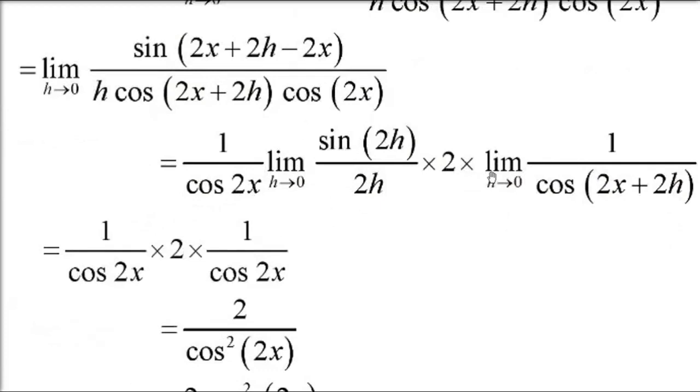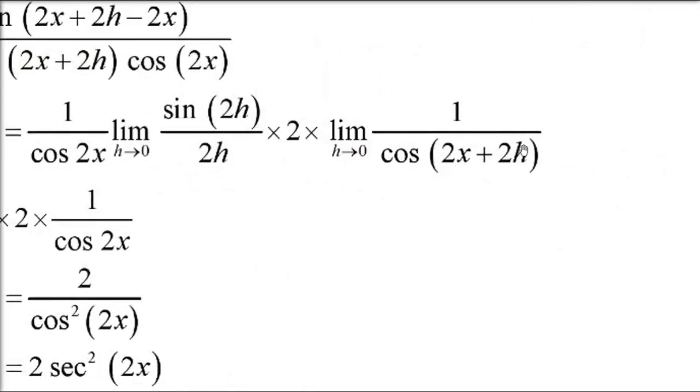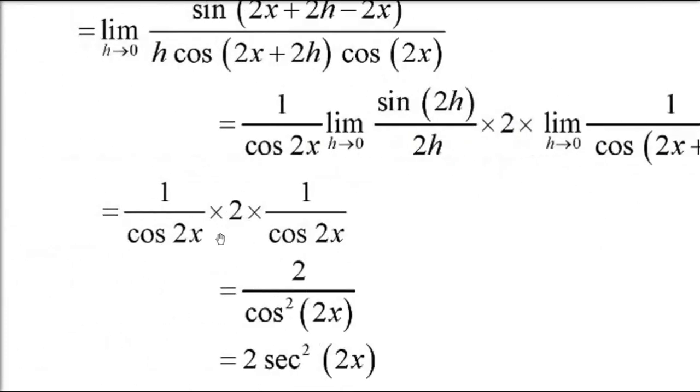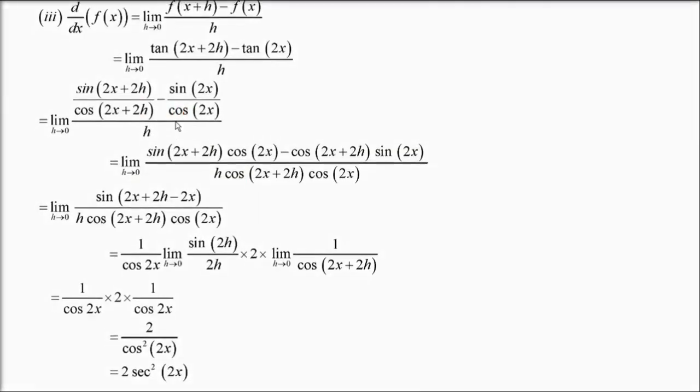So this is sin theta by theta, that is going to be 1. Here h is 0, so cos 2x. So we have 2 times 1 by cos 2x, so cos square 2x, so it goes up. 2 sec square 2x will come.